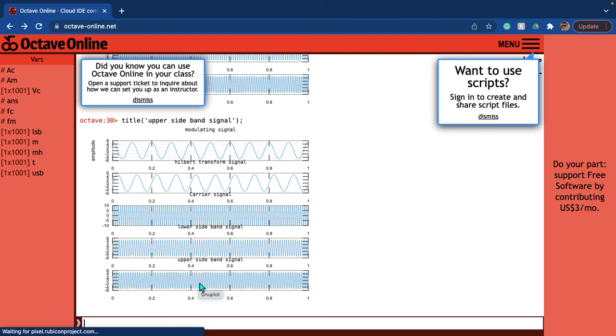We are done with this experiment, and you can repeat this experiment for different sets of modulating frequency. Change the modulating frequency and try out how the upper sideband and lower sideband vary.